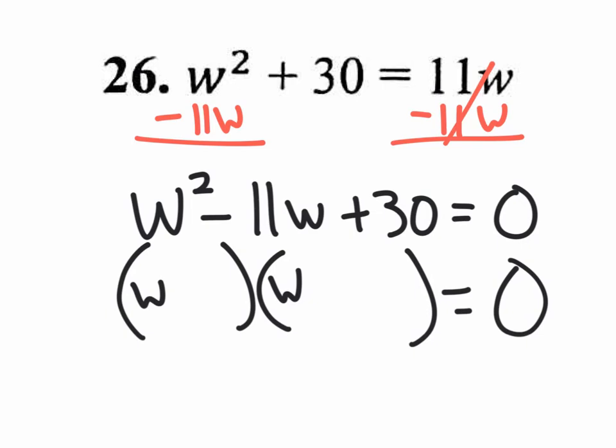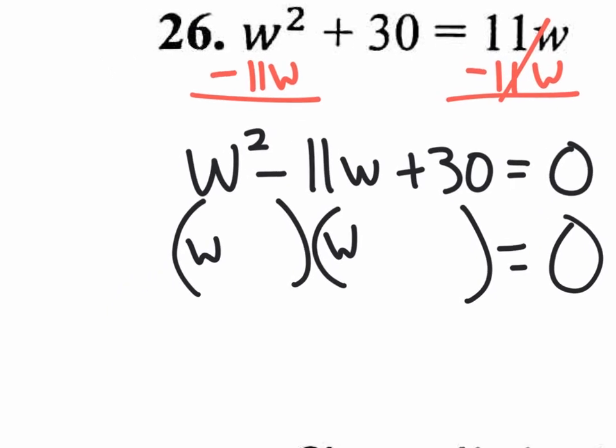So you might want to make a list. I always make lists. How could we get 30? Well, it could be 1 times 30, or it could be 2 times 15, or it could be 3 times 10. Now, you could even start thinking, if I add 1 and 30 together, I get 31. Is this middle term 31? No. 2 and 15, that's 17. Is this middle term 17? No. 3 and 10, that's 13. Is this middle term 13? No. So far, none of these pairs work.